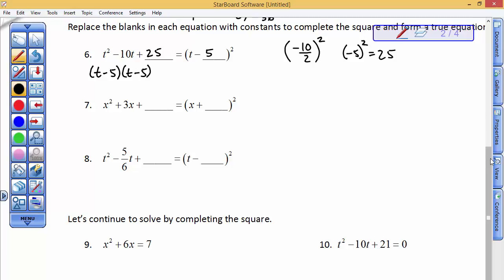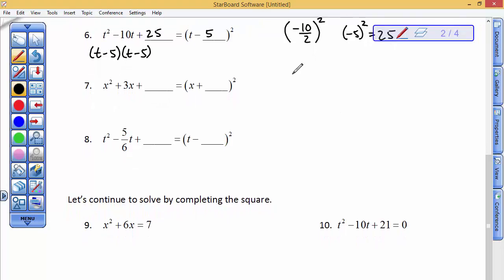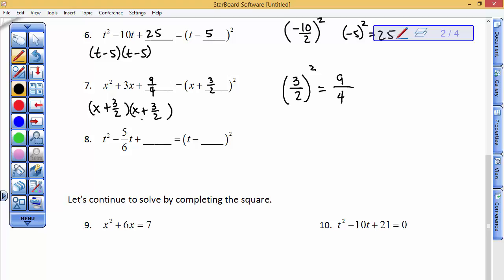So we're still doing the same thing we were doing just above, but we're trying to figure out how to take that b value, cut it in half, then that's going to be the value that goes right here. Square it, so 3 times 3 is 9, 2 times 2 is 4, and that's the number you'd add to this, so that the binomial that you would multiply times itself would be x plus 3 halves times x plus 3 halves. Again, check it out. The 3 halves times 3 halves is 9/4, and the 3 halves x and this 3 halves x is a total of 6 halves x, which is this 3x.